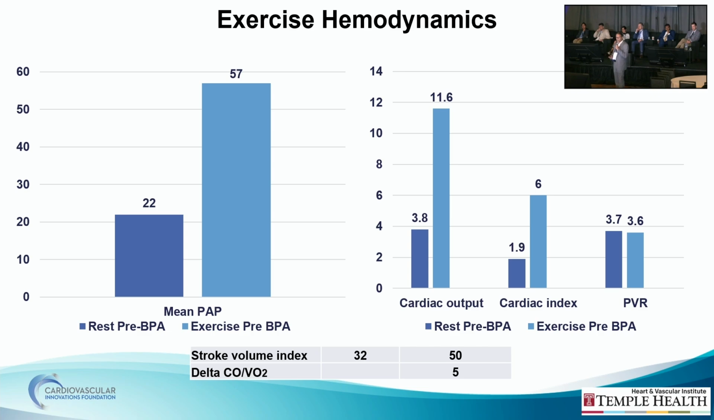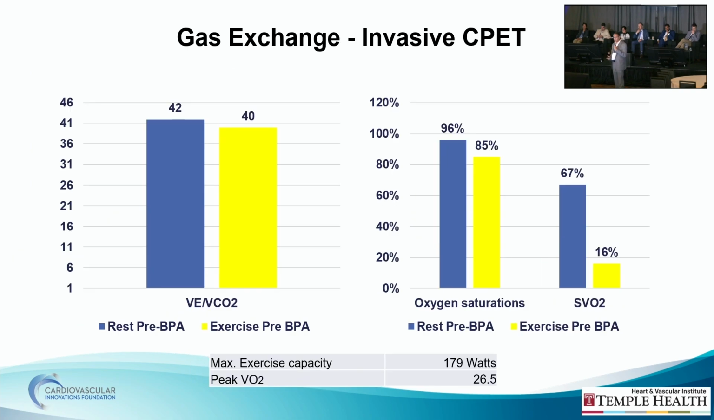His mean PA pressure increased from 22 to 57. But his cardiac output and his cardiac index augmented very well. However, his pulmonary vascular resistance did not drop. Your pulmonary vascular resistance should drop with exercise. So his heart was working fine, but he was still generating a significant pulmonary pressure. And that was because of gas exchange problems.